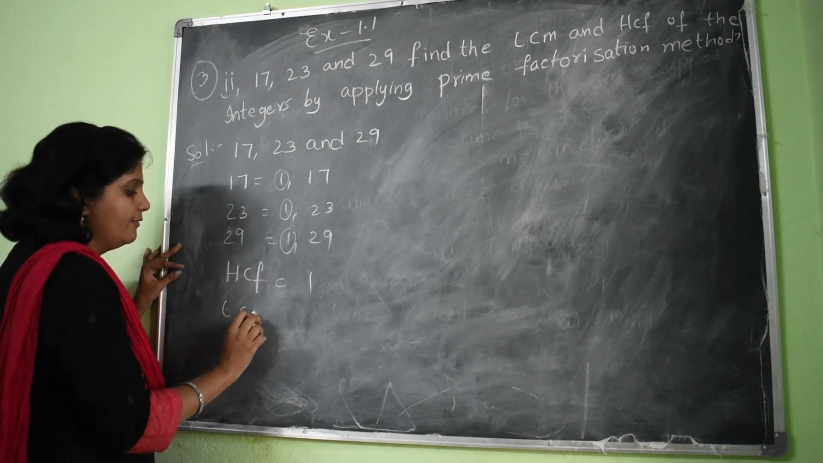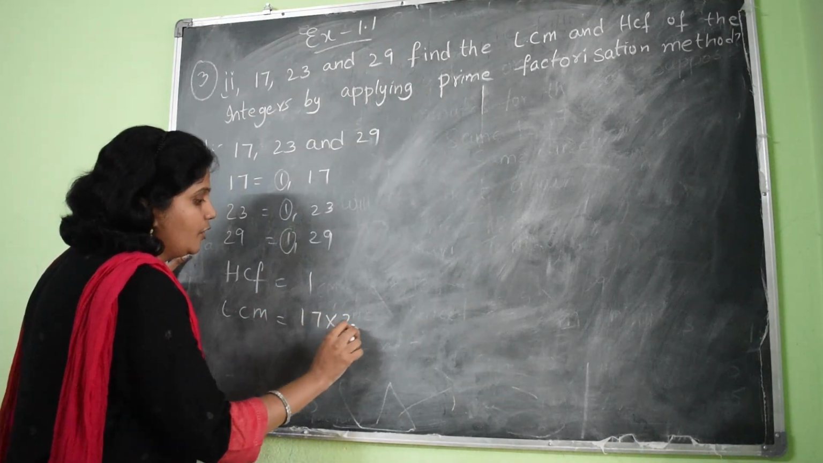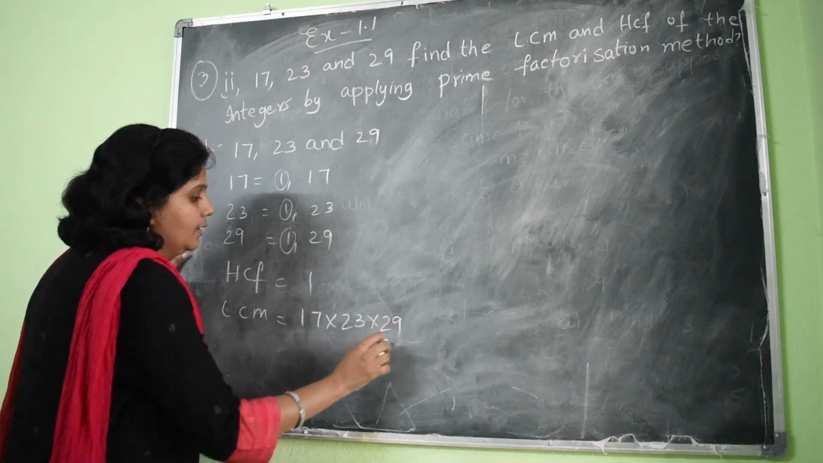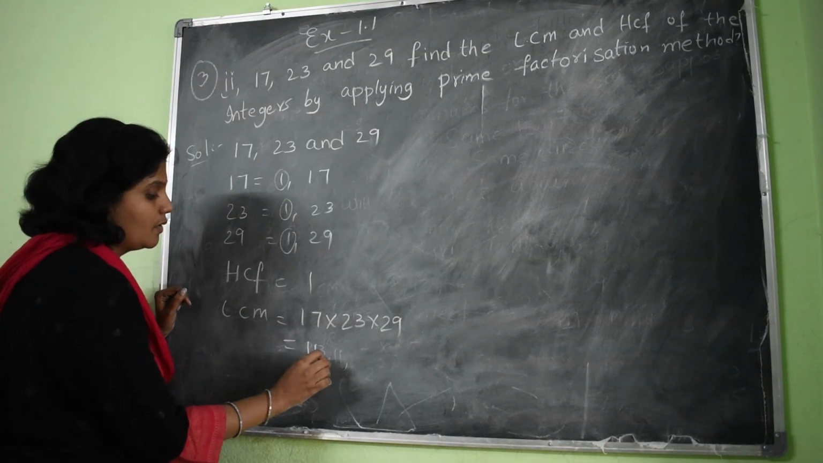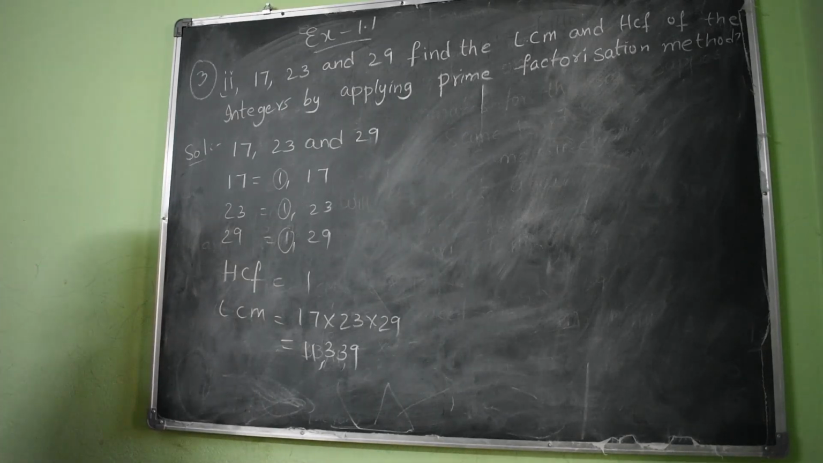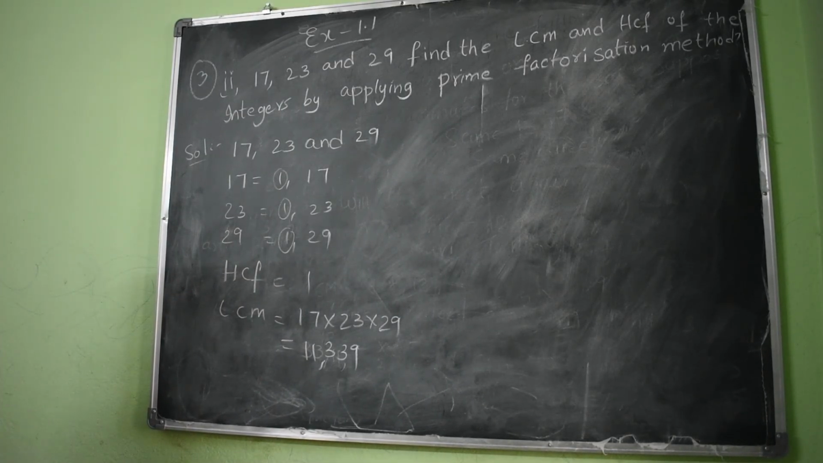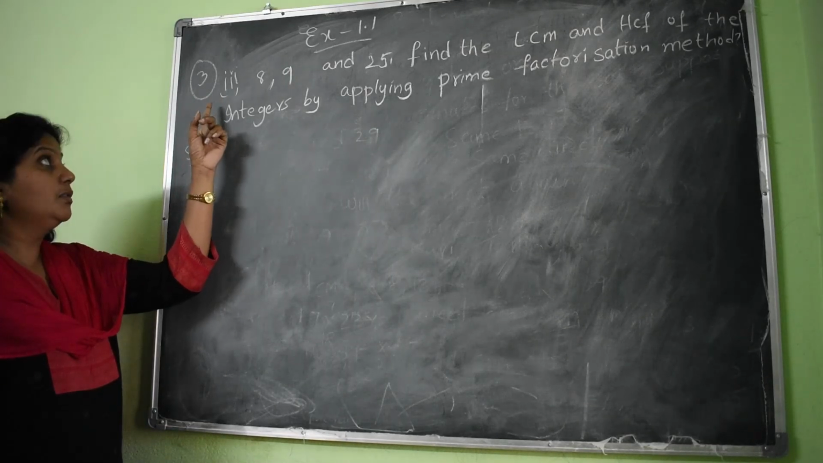And what is the LCM for this? 17 into 23 into 29. That is equal to 11,339. So for these integers, the HCF value is 1 and the LCM is 11,339. Understood?